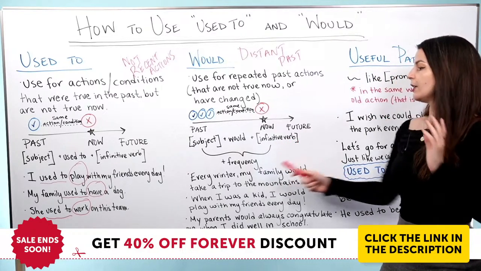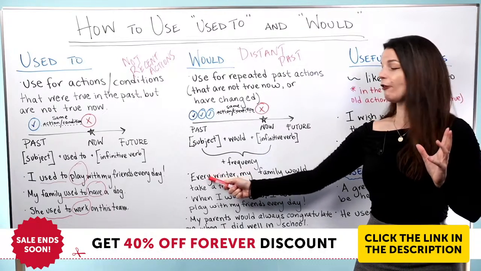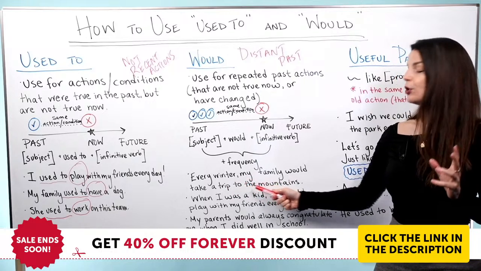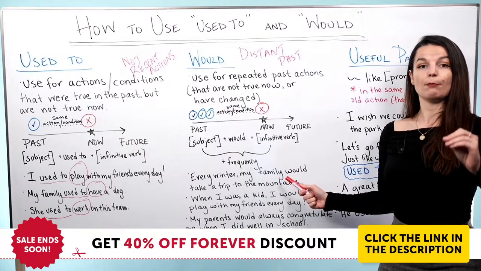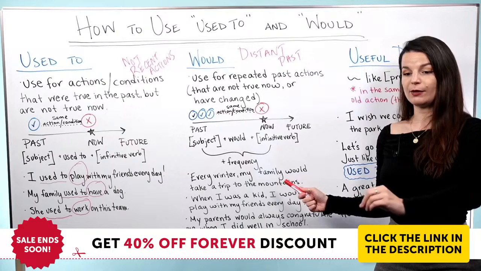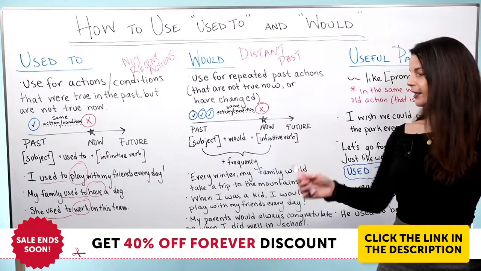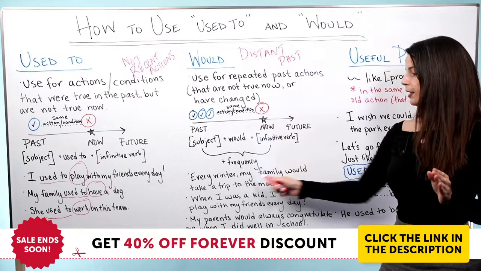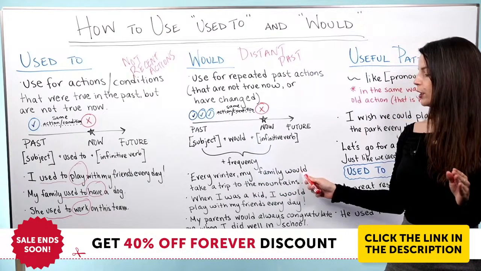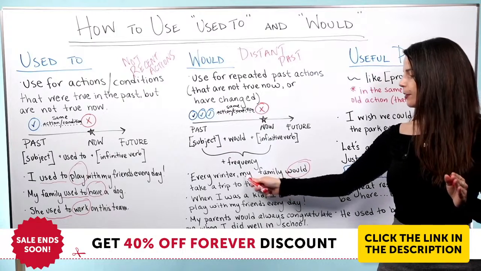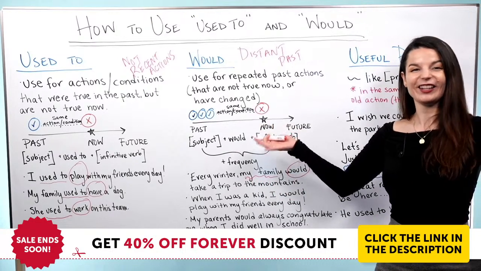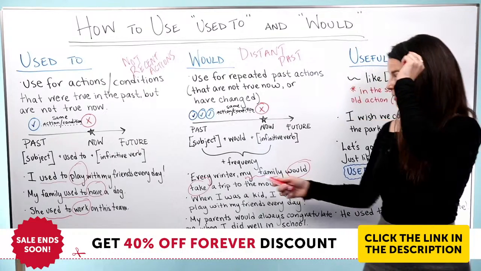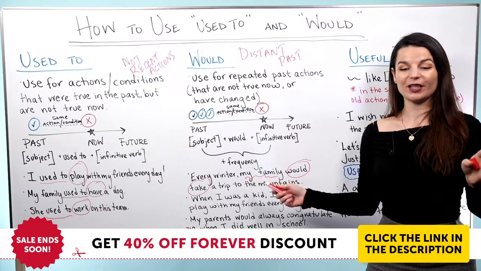Okay, let's see. First one, let's break this down. Every winter, my family would take a trip to the mountains. So let's see what's happening here. First, let's look for this part: subject, would, infinitive verb. Here, my family would. Here's the would. Here's my subject. So who did it, right? And here is my verb. Would take a trip.